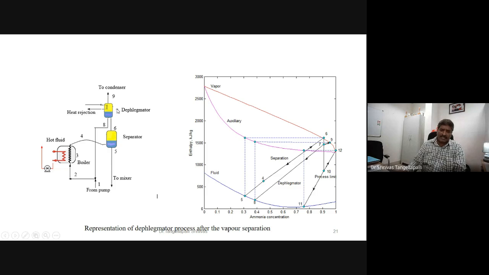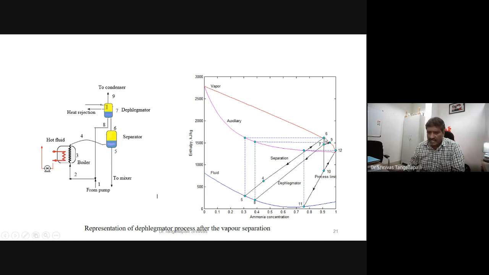7 has been separated to liquid 8 and vapor 9. This is liquid 8 and vapor is 9. Otherwise, I can also show 6 to 8 and 6 to 9, but from a thermodynamic point of view, for easy understanding, the heat rejection process has been shown separately, and the separation process has been shown separately. Same like diabatic mixing. Diabatic mixing I explained as adiabatic mixing plus heat transfer, which may be positive or negative. So similarly here also, the heat rejection followed by separation has been shown to understand the process of depleting matter.